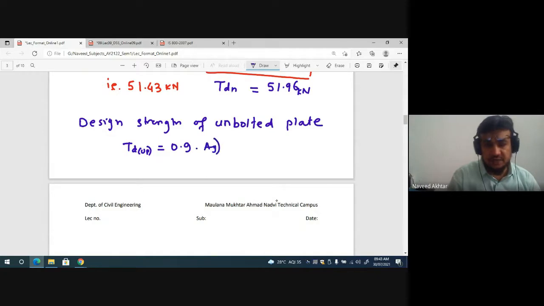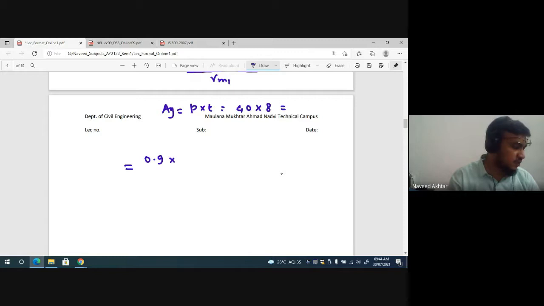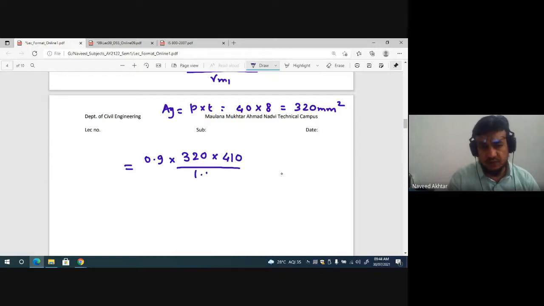Here, unbolted means gross area of plate, into Fu divided by gamma M1. If I write the values, this is 0.9 into gross area. Gross area per pitch length is P into T. P is 40 into T, T is 8 mm. So this is 320 mm square. Am I right? So I write here gross area is 320, into Fu is 410, gamma M is 1.25.